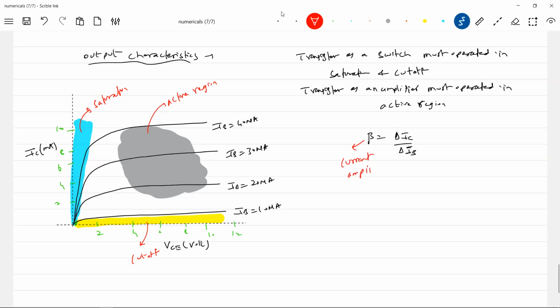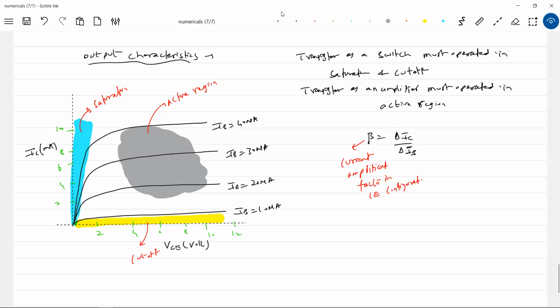Current amplification, and usually the value will vary from 30 to 500 when we design a transistor. The greater the value of beta, the better the transistor is said to be. So how to calculate that? You have to draw horizontal, parallel lines corresponding to IB of 30 microampere, 20 microampere. So what is the value of delta IB? It will be 10 microampere. Correspondingly, locate delta IC. The ratio delta IC by delta IB will become beta.